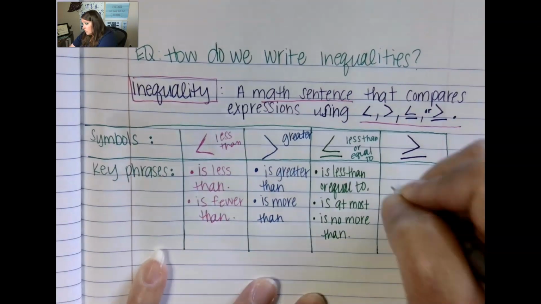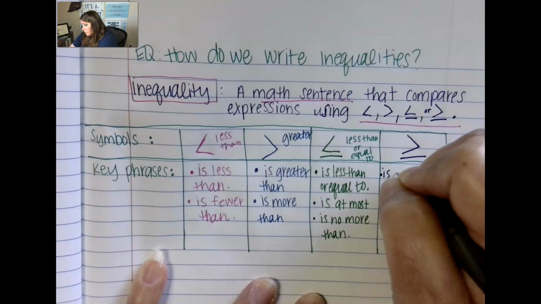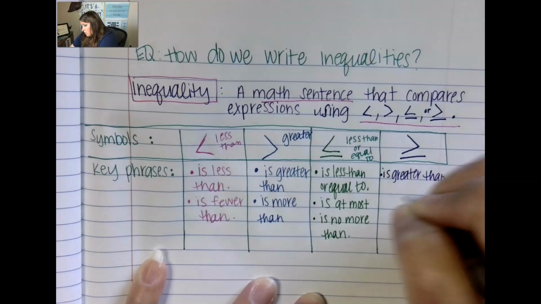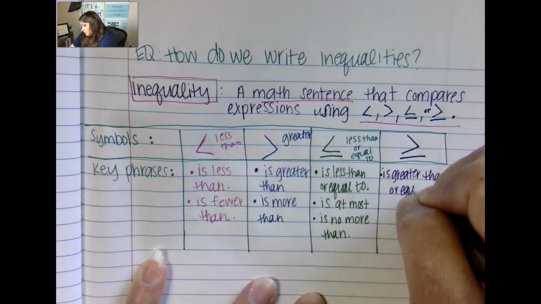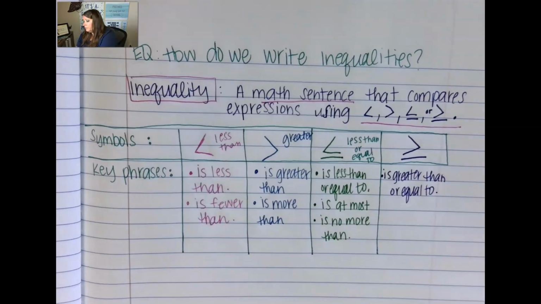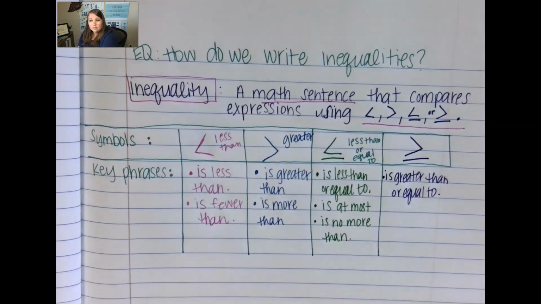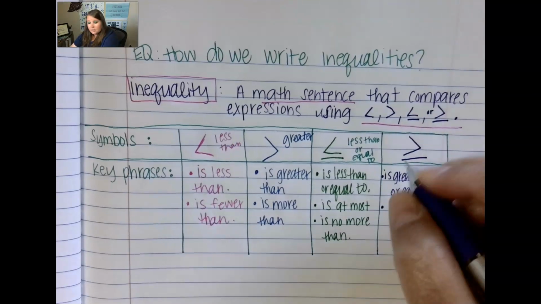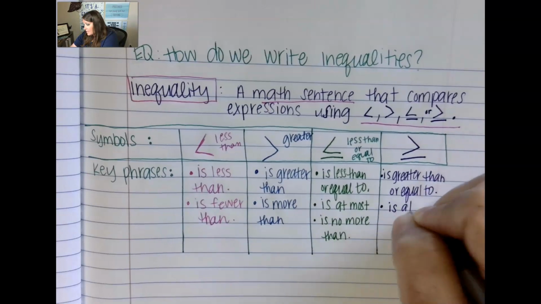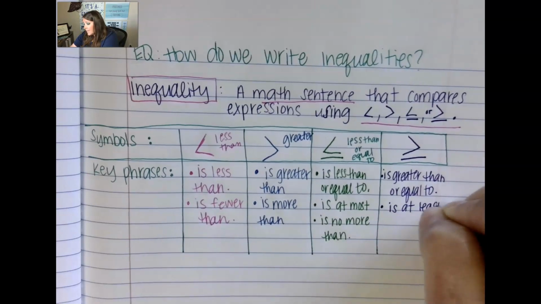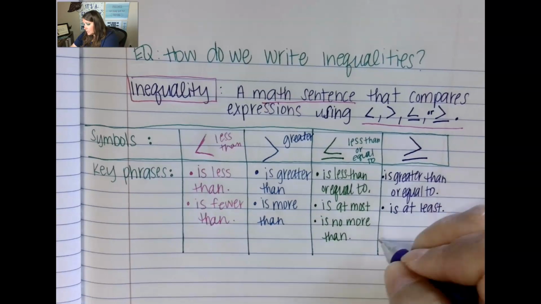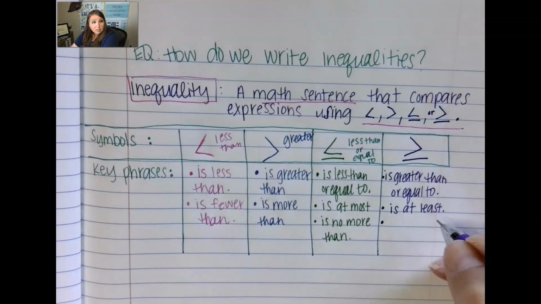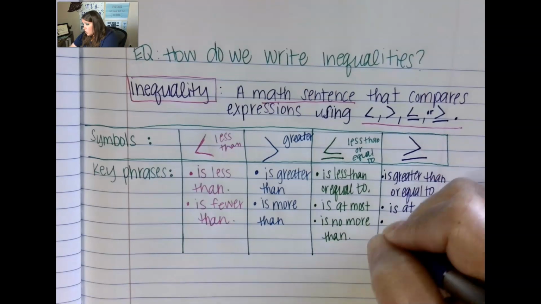So this one is greater than or equal to. That's one phrase you might see, is greater than or equal to. Another phrase you might see is at least, meaning it doesn't equal it, it's at least. Well, it could equal it, I mean, and it's the least that it could equal. Is no less than.